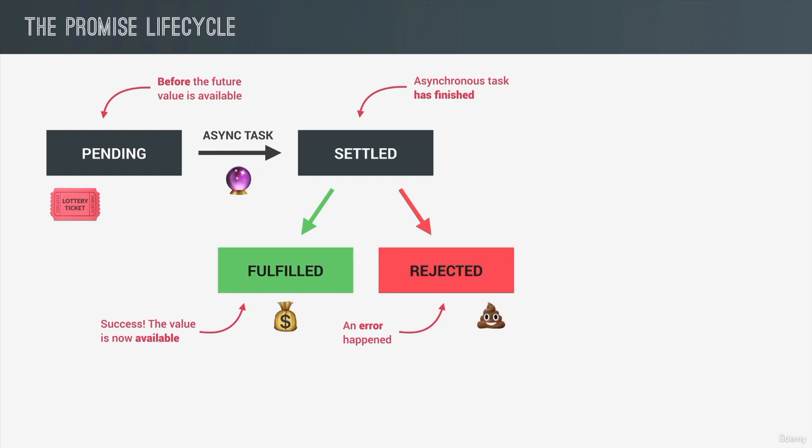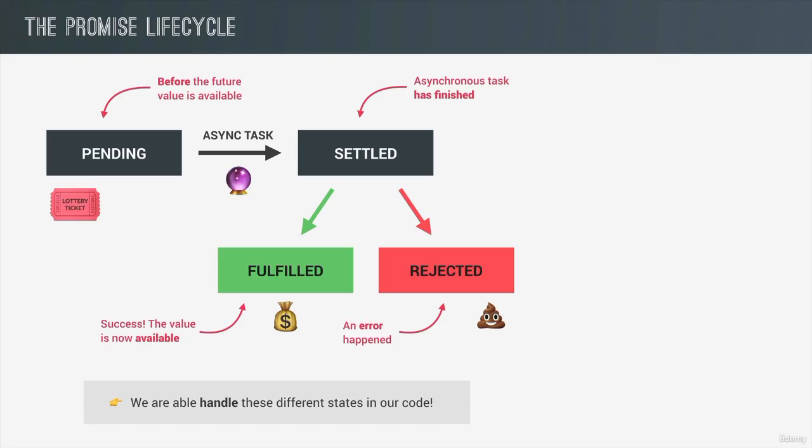Now, these different states are very important to understand because when we use promises in our code, we will be able to handle these different states in order to do something as a result of either a successful promise or a rejected one. Another important thing about promises is that a promise is only settled once, and so from there, the state will remain unchanged forever. So the promise was either fulfilled or rejected, but it's impossible to change that state.